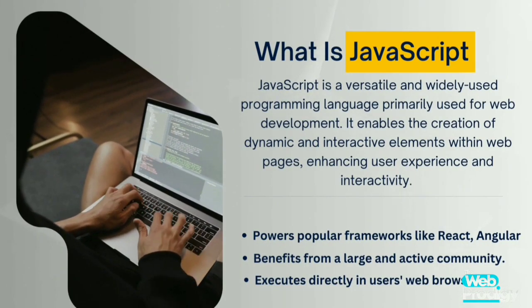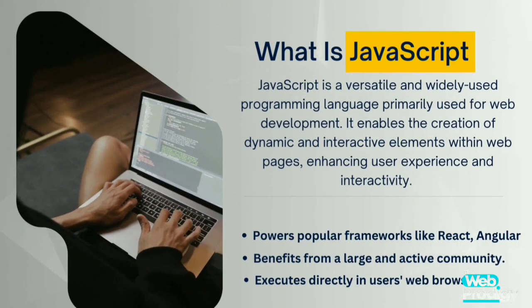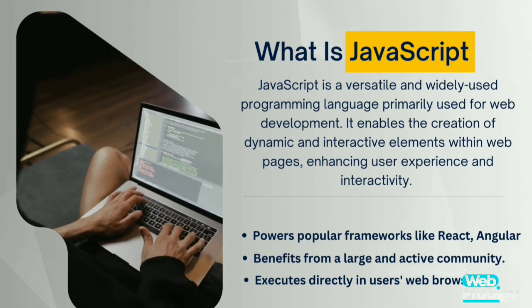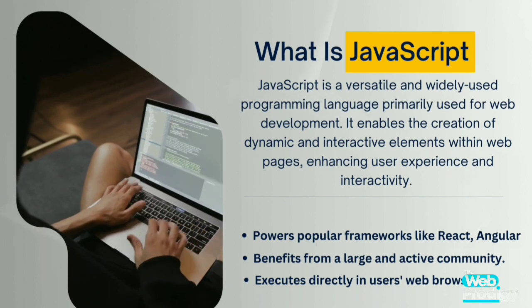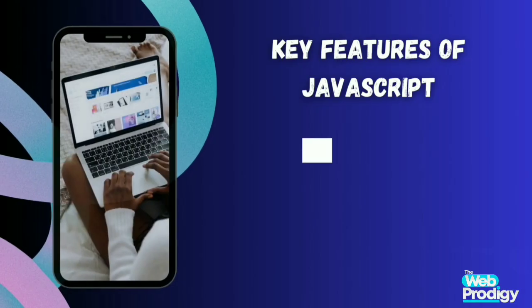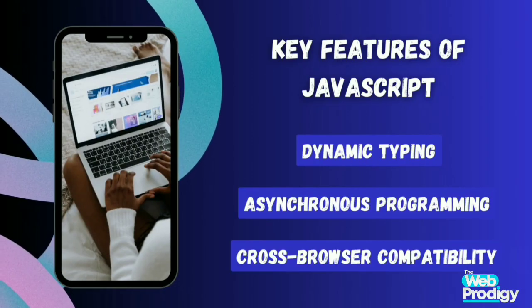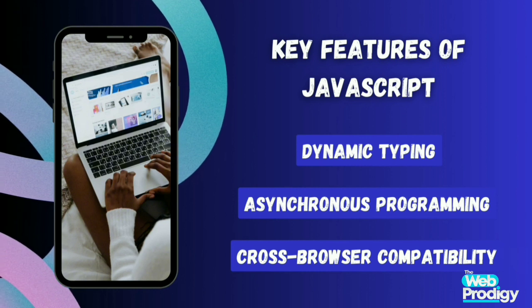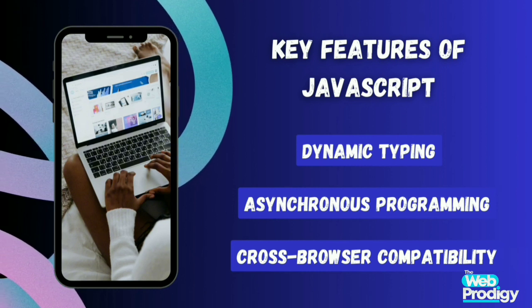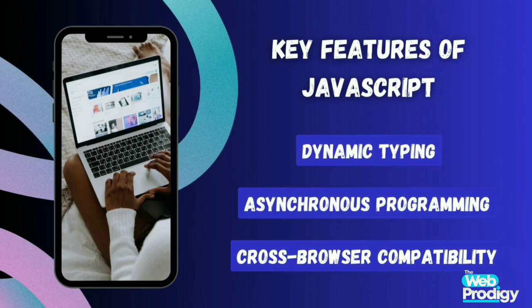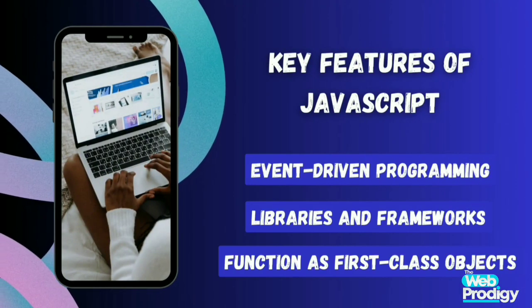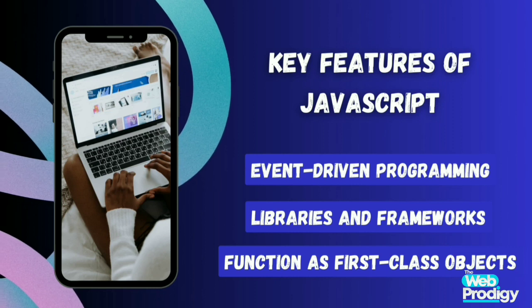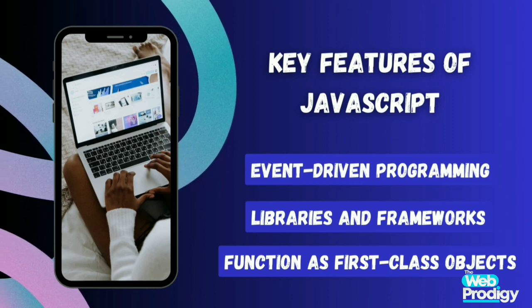What is JavaScript? JavaScript is a versatile and widely used programming language, primarily used for web development. It enables the creation of dynamic and interactive elements within web pages, enhancing user experiences and interactivity. There are various key features of JavaScript. For example, dynamic typing, asynchronous programming, cross-browser compatibility, event-driven programming, libraries and frameworks, and functions as first-class objects.